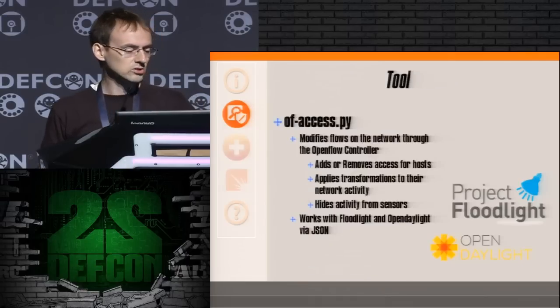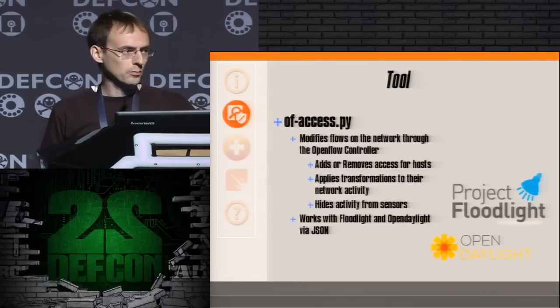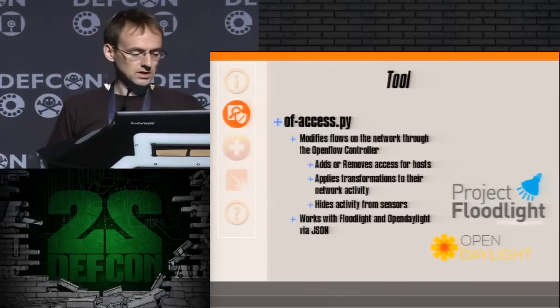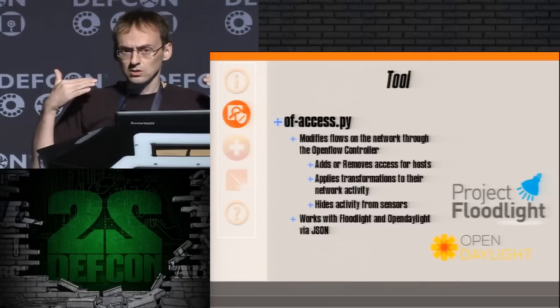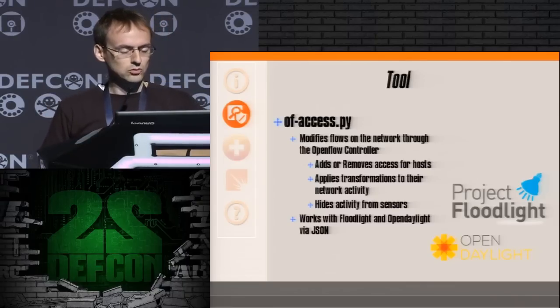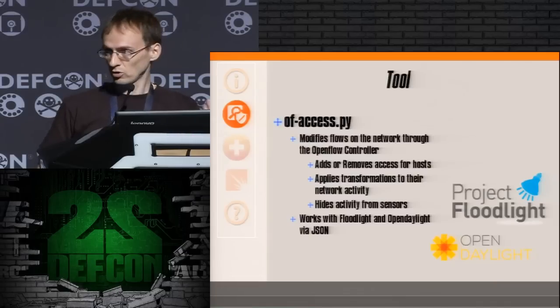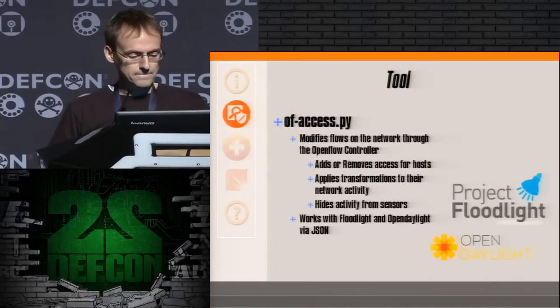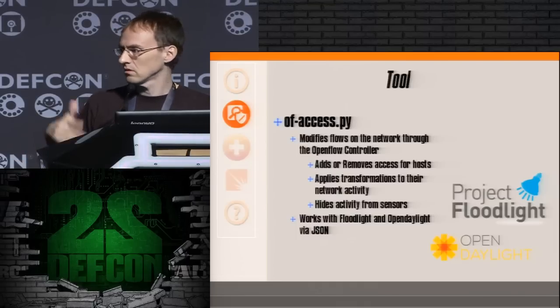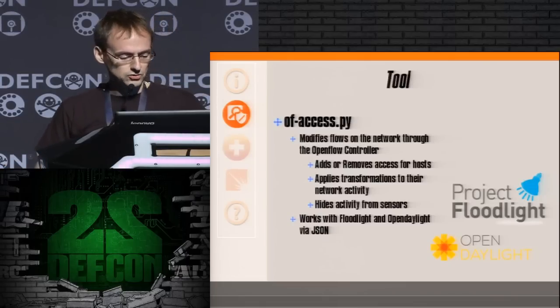The tool we'll be using is OFAccess, or I'll be using. It modifies flows on the network through the OpenFlow controller. Adds or removes access for the hosts. Right? Applies transformation. You can actually write your own flow rule and put it in right from the tool. It also removes mirroring for any particular IP of interest, yourself, or I'm going to do that, of course, and the target. Right? It works with Floodlight and OpenDaylight as well via JSON, auto detects everything. Put credentials in if you need to for the OpenDaylight controller.